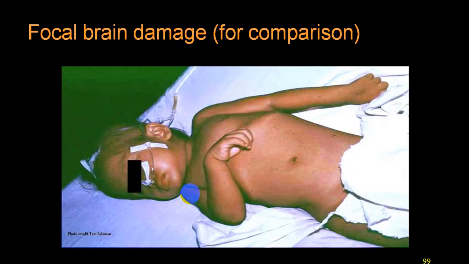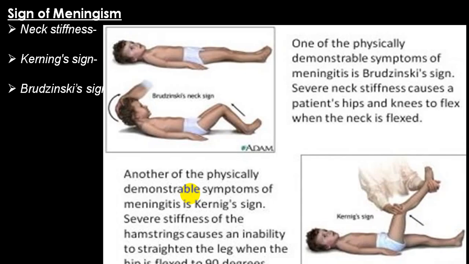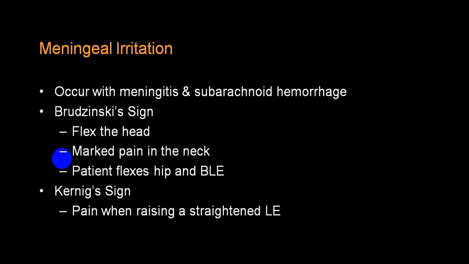Then local signs in case of a focal brain damage. Neck rigidity, Kernig sign, Brudzinski sign, quite important in case of a subarachnoid hemorrhage, intracranial hemorrhage, meningitis, meningism, etc. These are the three signs very commonly detectable in children. In adults, Kernig sign and Brudzinski sign are a little difficult. But in children, all the three signs can be easily demonstrable. In adults, you can demonstrate neck stiffness, but Kernig and Brudzinski signs will be very, very difficult to demonstrate.